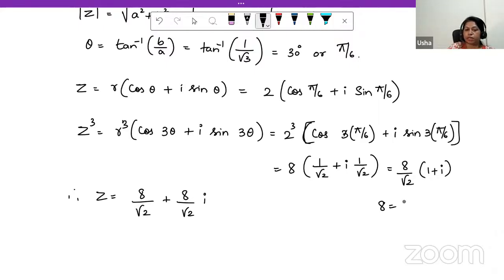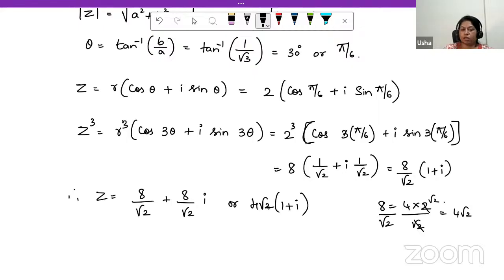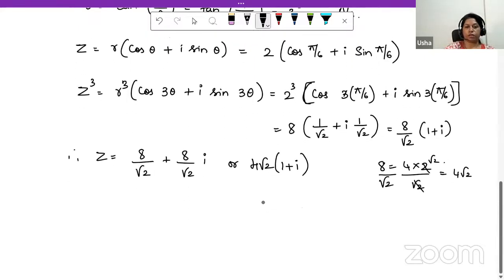See, 8 can be written as 4 into 2. And now I have to divide it by root 2, right? So 2 by root 2 is root 2. So this can be written as 4 root 2 also, or you can write it as 4 root 2 into 1 plus i. Did you understand how to write it as 4 root 2? If you know, you write it. Otherwise, you can keep it as 8 by root 2 into 1 plus i also.